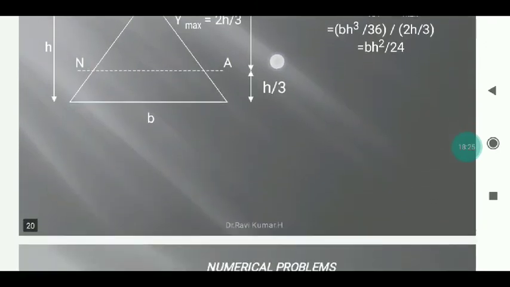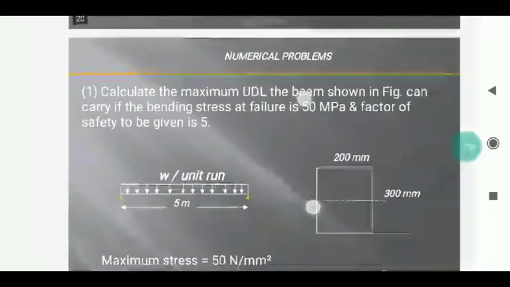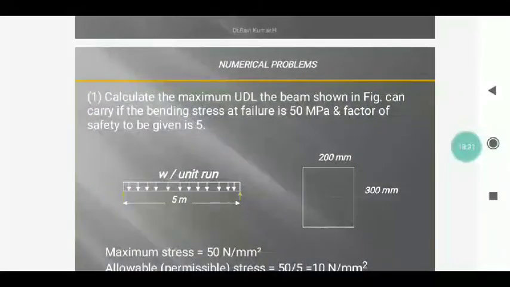Now we'll go into a numerical problem. Here we have a simply supported beam having a span of 5 meters, the bending stress is taken as 50 MPa, and the factor of safety is given as 5. What is the maximum UDL we are supposed to calculate in this problem? The bending stress is already given. So, as the maximum stress is given, the safe stress is equal to the maximum stress divided by the factor of safety.